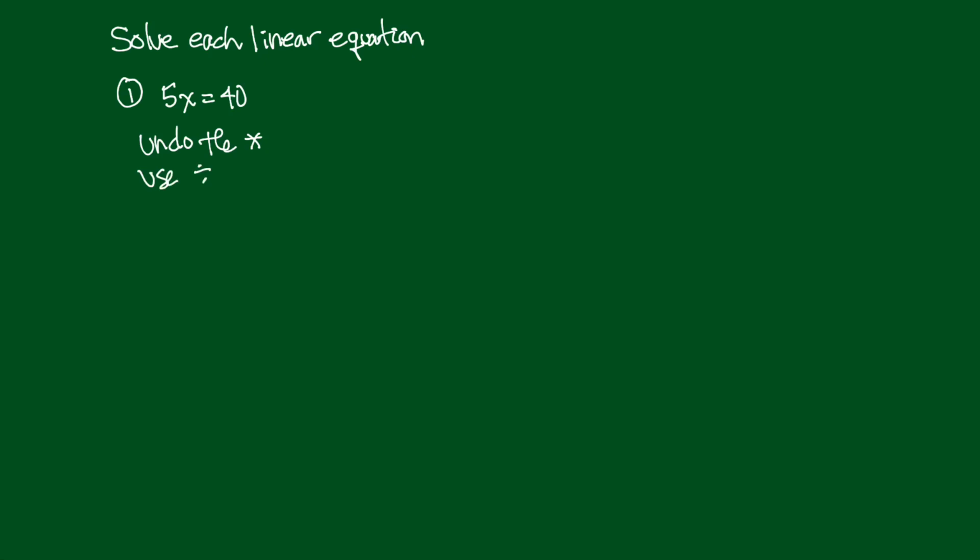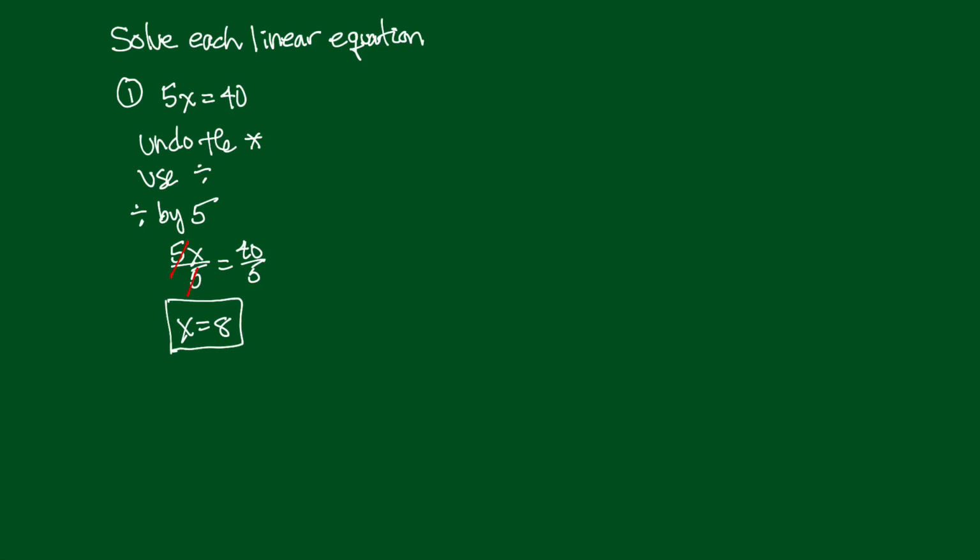Well, you would use the opposite operation, use division. So I'm going to divide each side by 5. The x is multiplied by 5. Divide both sides by 5. So it's going to look like this: 5x over 5 equals 40 over 5. And then the 5 into 5 will go once, and I'm left with x equals 8.